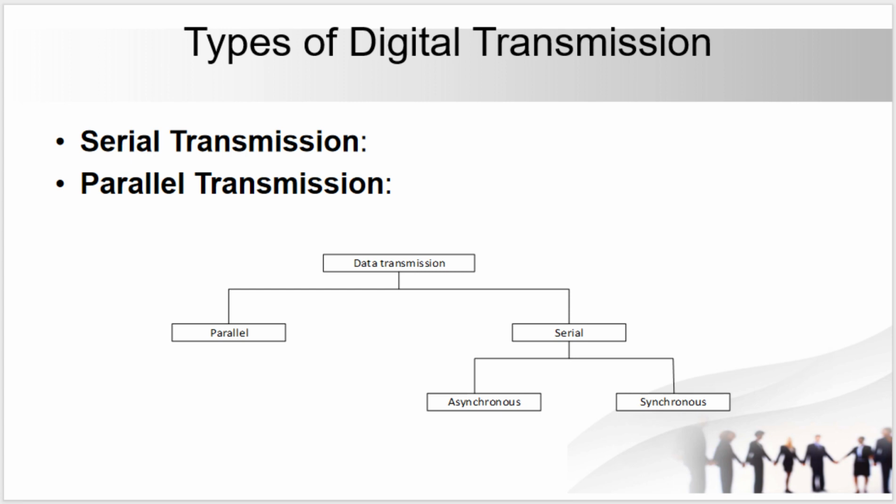In this slide, we are talking about the types of digital transmission. Digital transmission is divided into two parts: one is serial transmission, and the other is parallel transmission. Serial transmission is a method of data transmission where the data is sent sequentially, one bit at a time, over a single channel or wire.